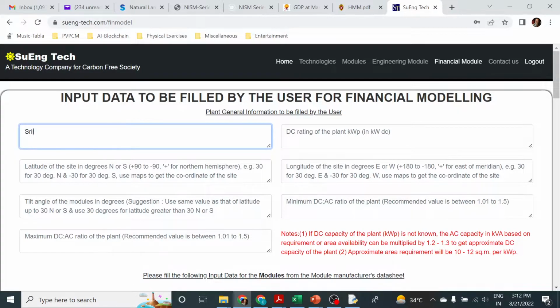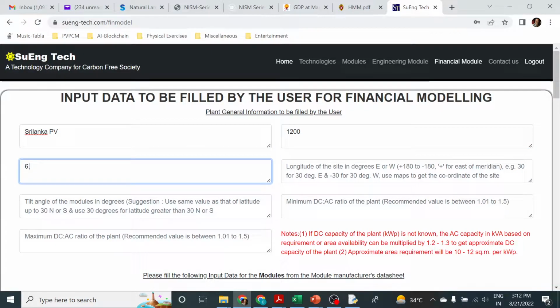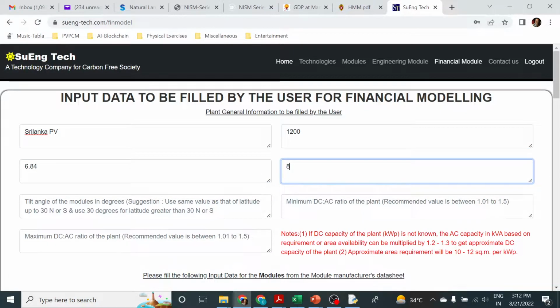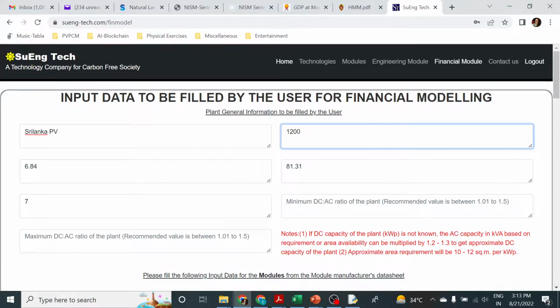So plant name is Sri Lanka PV, DC rating is 1200 kWp, latitude is 6.84, longitude is 81.31, tilt is 7 degree. So you see I am just putting the numbers and the units are already taken care of. The input cells already tell me in which unit to input the data.